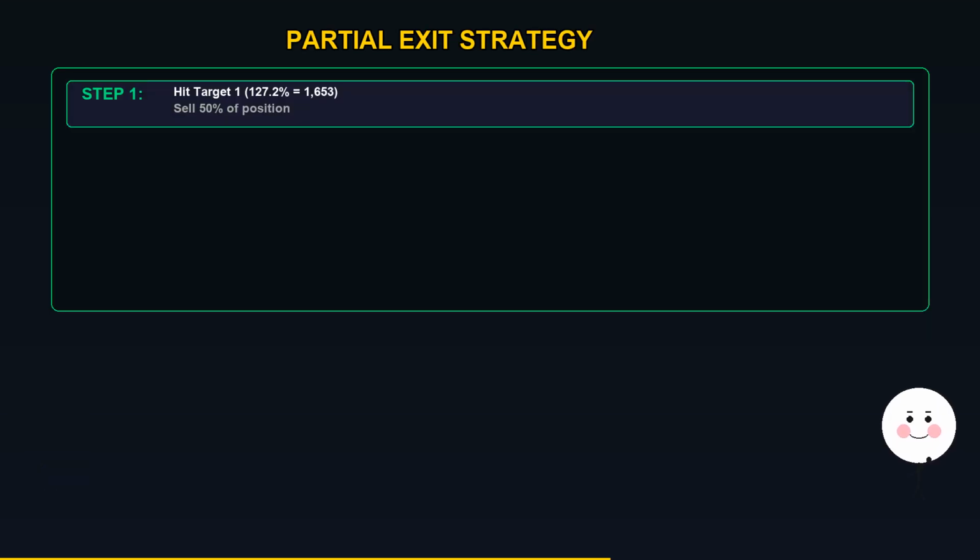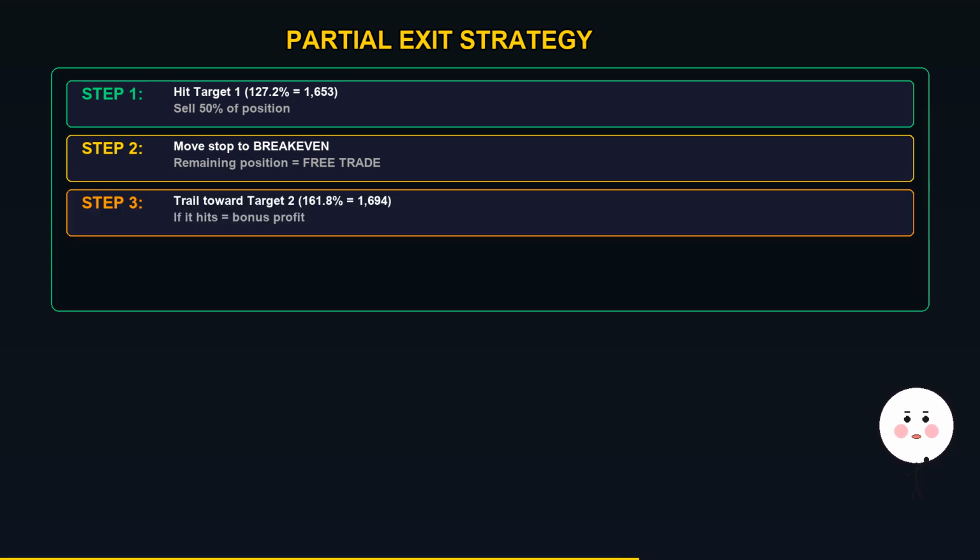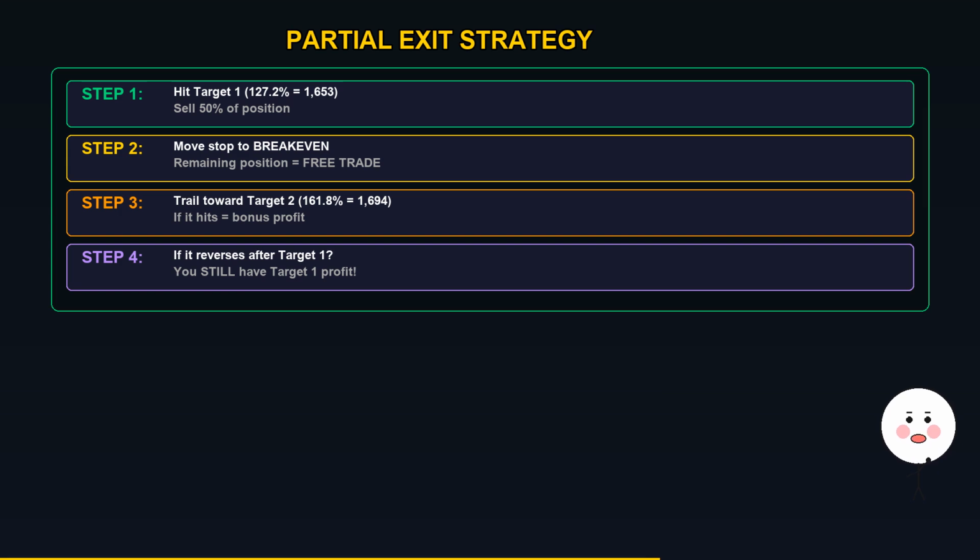The smart exit strategy. Rahul does not exit everything at one target. He uses partial exits. At target 1, 1653, the 127.2% level, he sells 50% of his position. Locks in profit. Move stop loss to break even on the remaining position. Now the second half is a free trade. Zero risk. He trails the rest toward target 2 at 1694. If it hits, great. If it reverses, he still has his target 1 profit. This is how professionals manage multi-target trades.